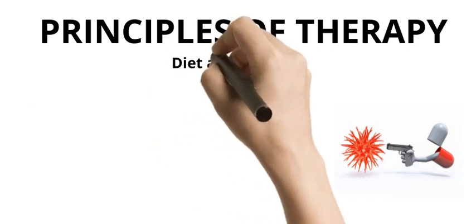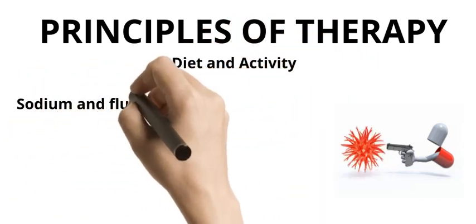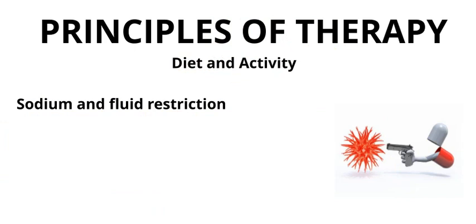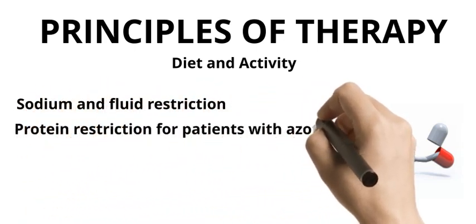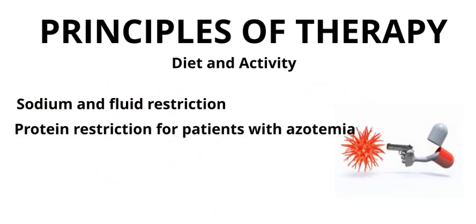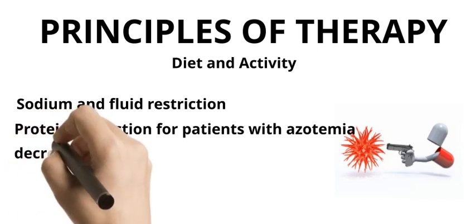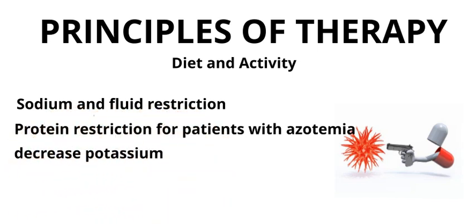Diet and activity. Sodium and fluid restriction is advised for the treatment or prevention of signs and symptoms of fluid retention, such as edema and pulmonary edema. Protein restriction is necessary in patients with azotemia if there's no evidence of malnutrition. Also, decrease intake of foods such as coconut and banana, since they contain potassium, to help prevent hyperkalemia.